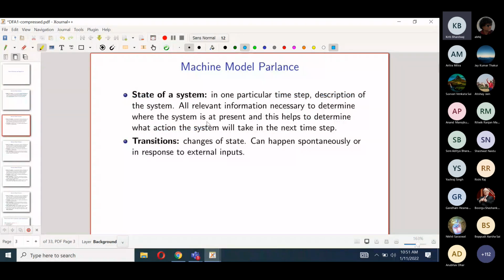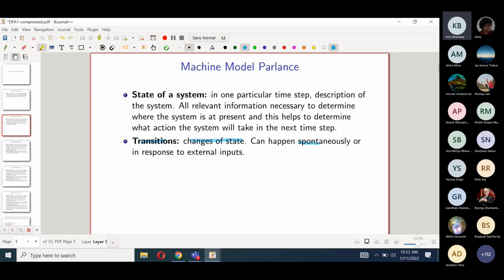Next is another important thing. When I talk about what is happening in the current time step, and that I should also know what's going to happen in the next time step, that means I should be able to define the changes in these states. The current state gives us some information about what is happening now and what can happen next. I should also have a way of capturing this change from one state to the other. This is called transitions, and they can happen in two ways.